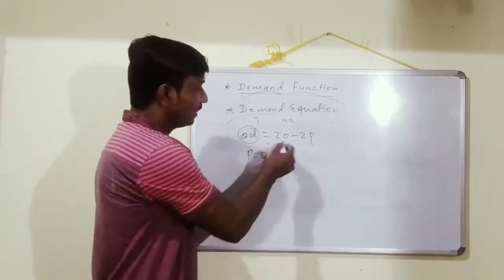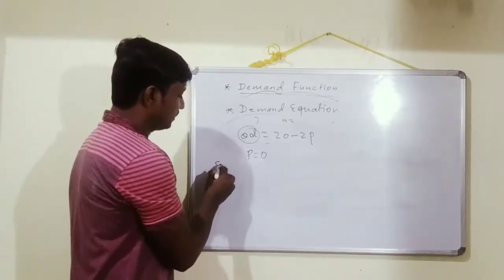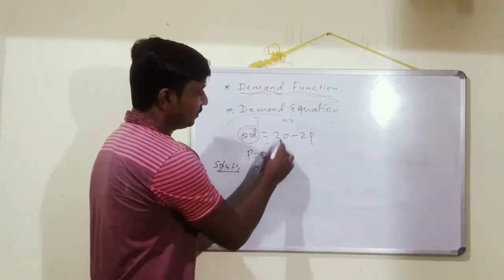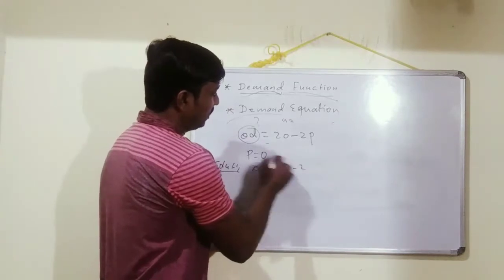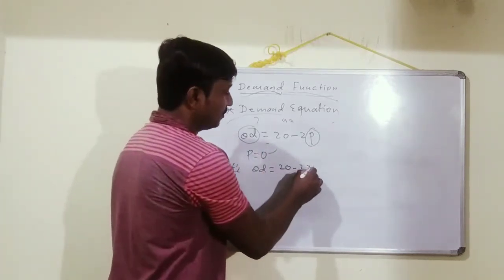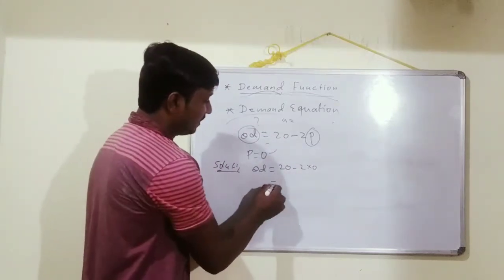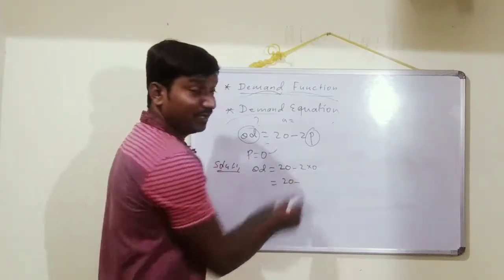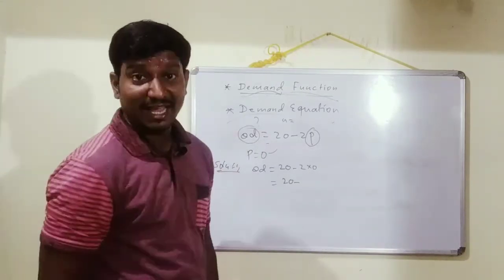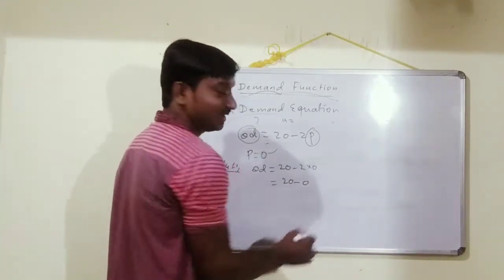Now again we go for the simplification, that is the solution. In this solution, we write QD as it is, equal to 20 minus 2P, and this P is substituted by 0, so 2 into 0. So 20 as it is, minus 2 into 0. Anything multiplied with 0, or 0 multiplied with any number, comes to 0 only, right?